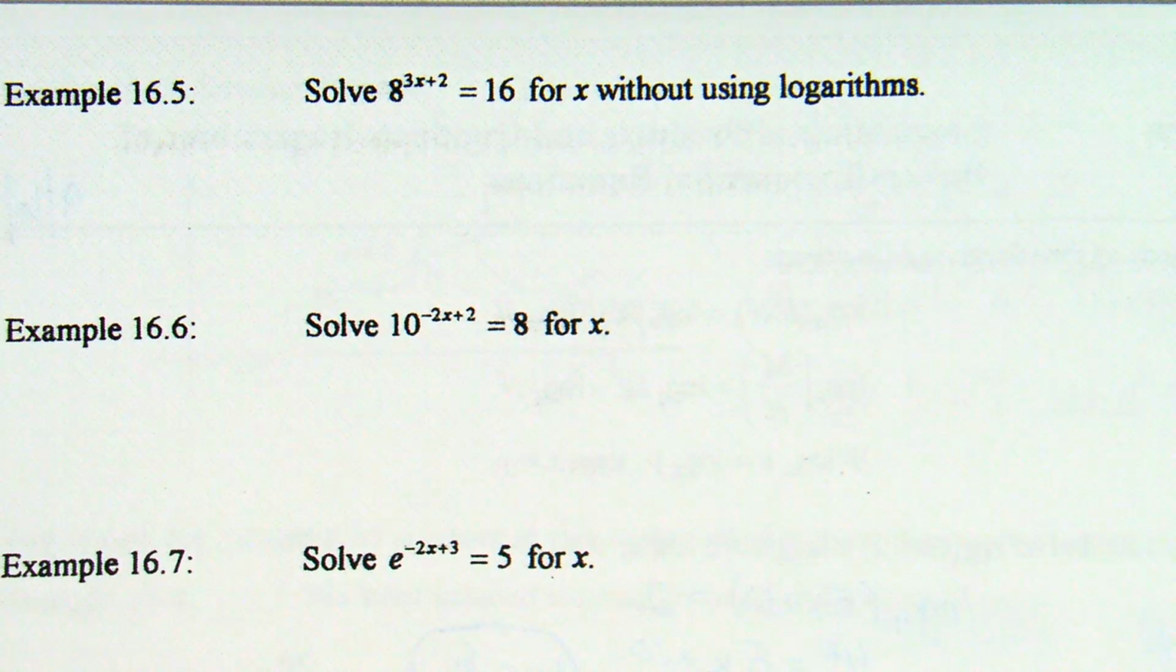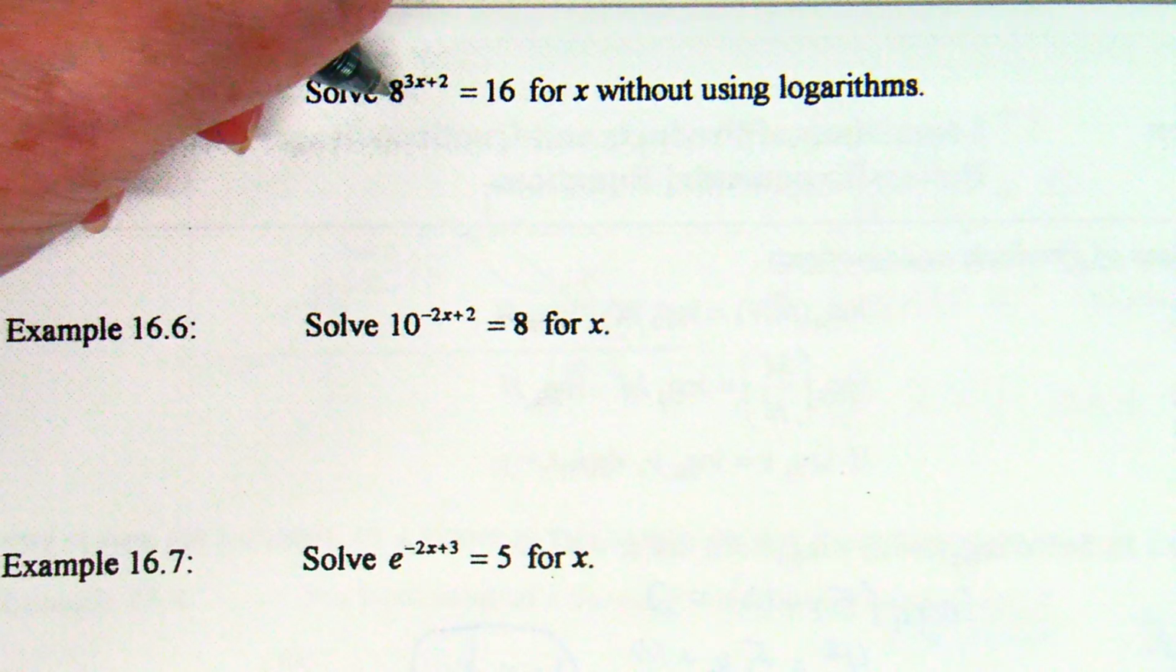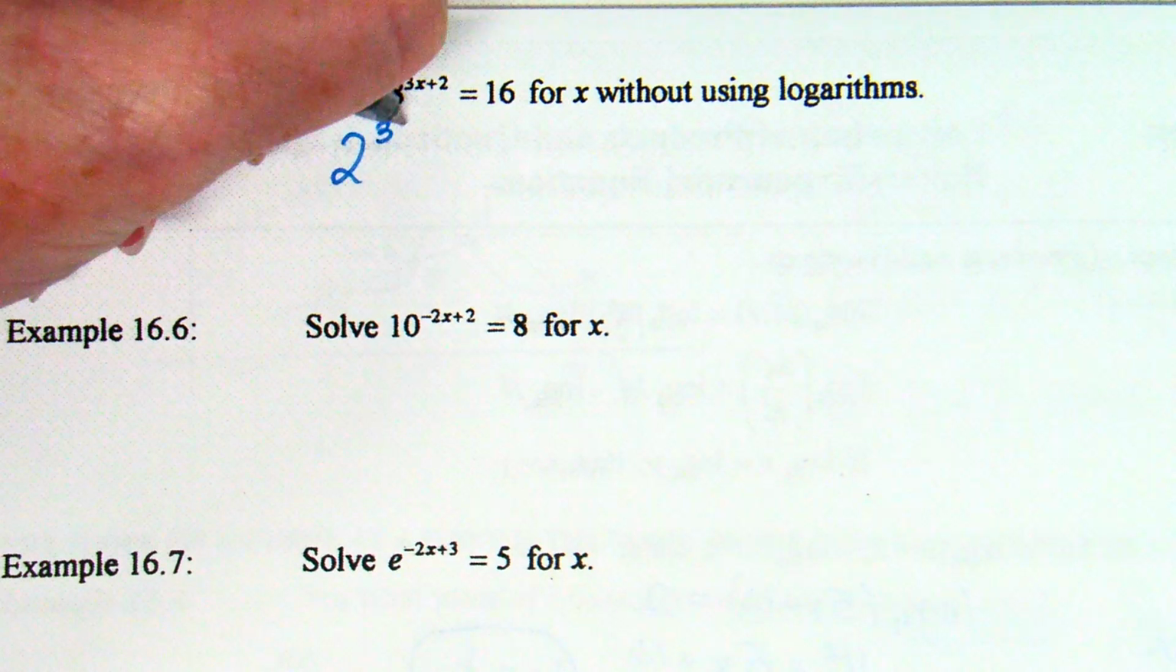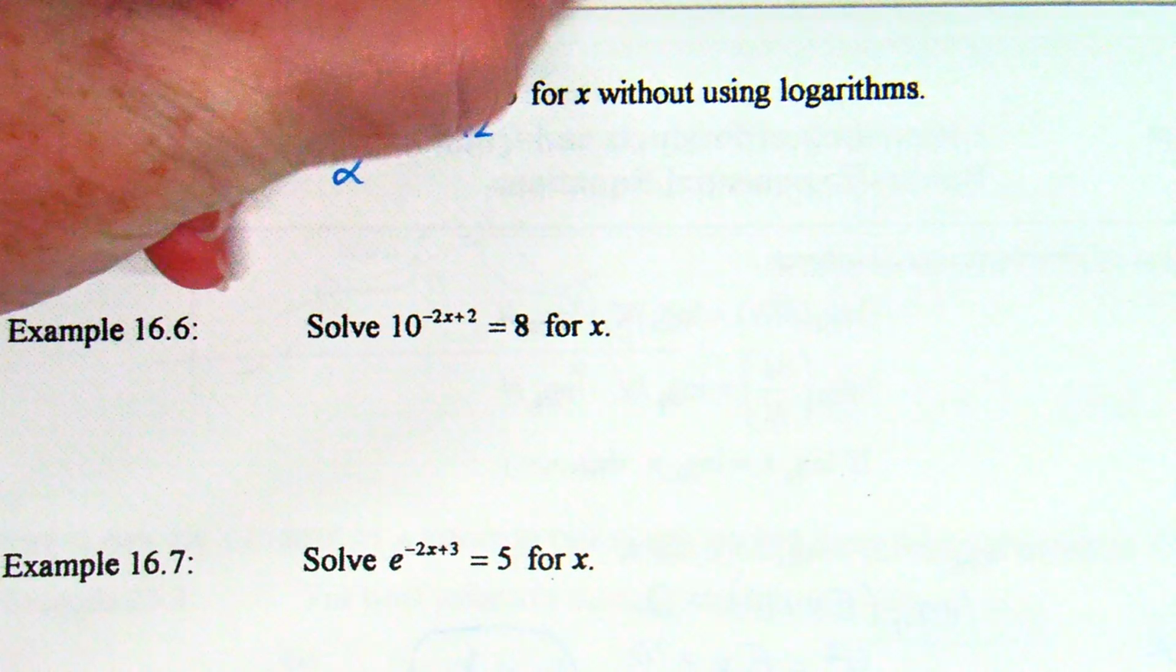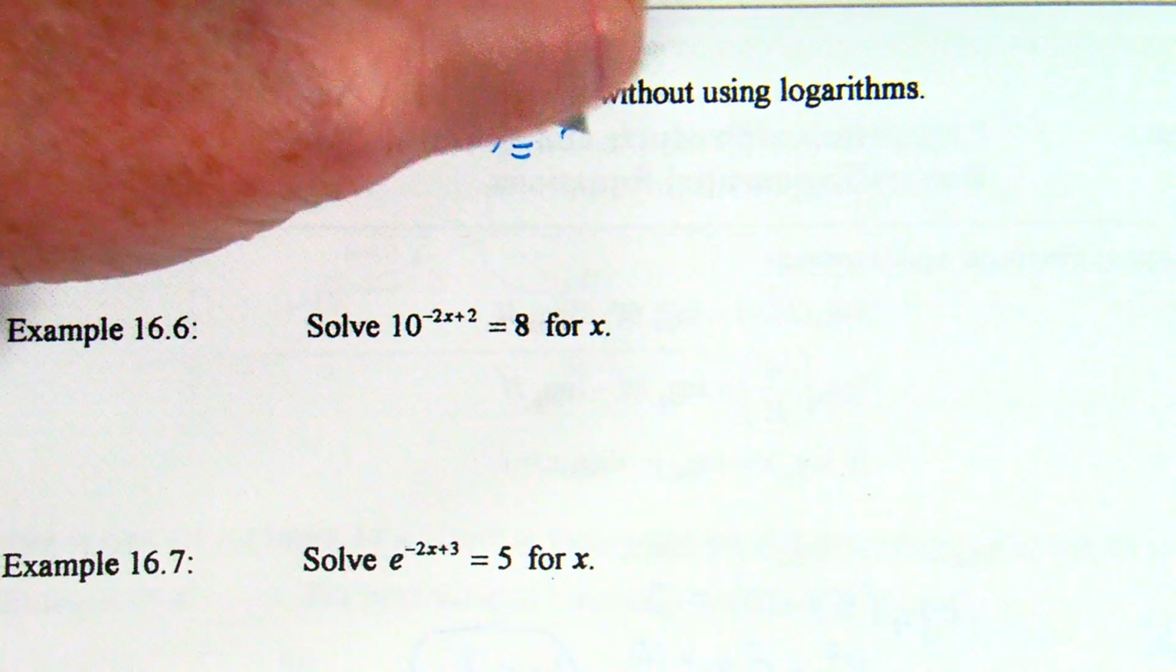Can 8 and 16 be rewritten in terms of powers? Yes, they can both be base 2. What is 8? 8 is 2 to the third. What is 16? 2 to the fourth. So we're going to rewrite these with base 2. For 8, it's 2 to the third, and that third is going to multiply by 3x plus 2, because it's a power raised to a power, and it equals 2 to the fourth.